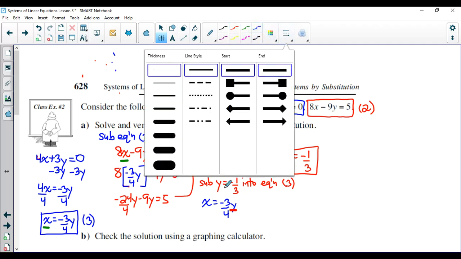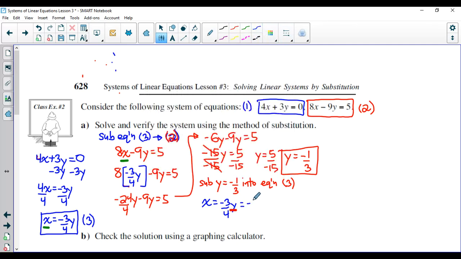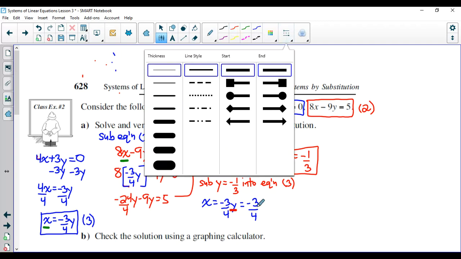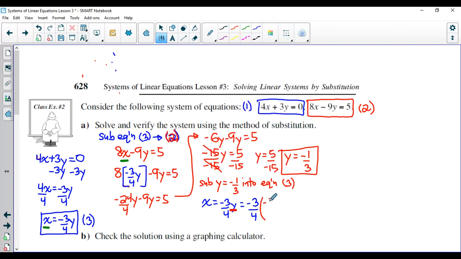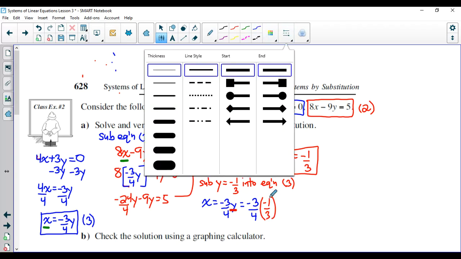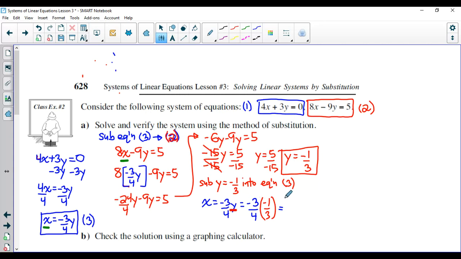Okay, so this would then become x is equal to negative 3 over 4 multiply by, and let's plug in the value of y, so y is negative 1/3. And then negative 3 times negative 1 would be positive 3. And then 4 times 3 would be 12. This fraction would reduce. If you divide both the top and the bottom by 3, it would return into 1 over 4.